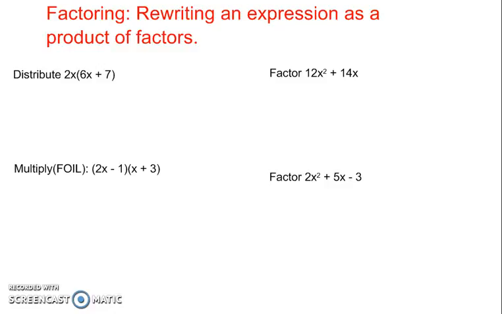If we look at this multiplication problem where we have to distribute 2x times 6x plus 7, 2x times 6x is going to give us 12x squared. 2x times 7 is going to give us 14x. So there we have our product from the factors. So if we're factoring, we start with the product and we end with the factors.